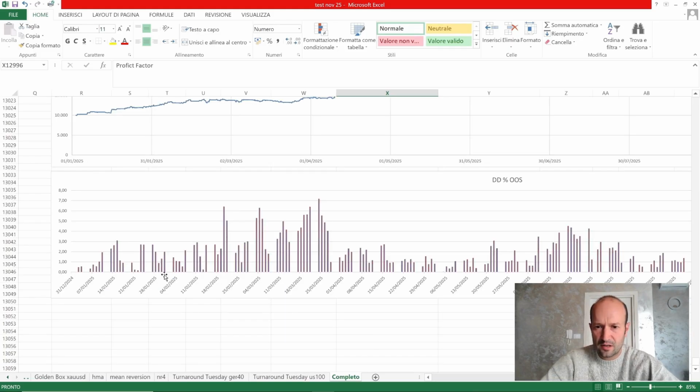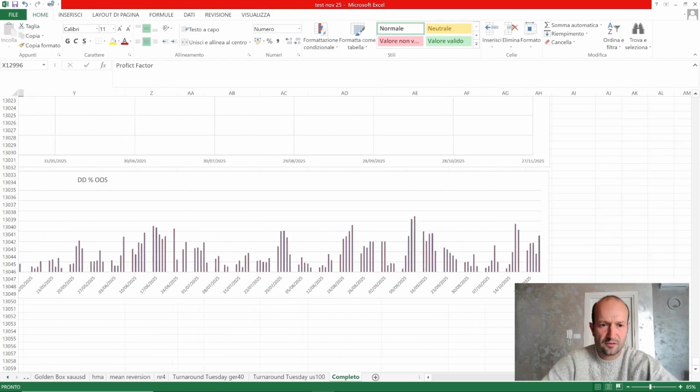Below, we can see the chart of our drawdown, so we can observe the trend. We've stayed, as we saw earlier, below 11%, and here we have the entire distribution of our drawdowns.